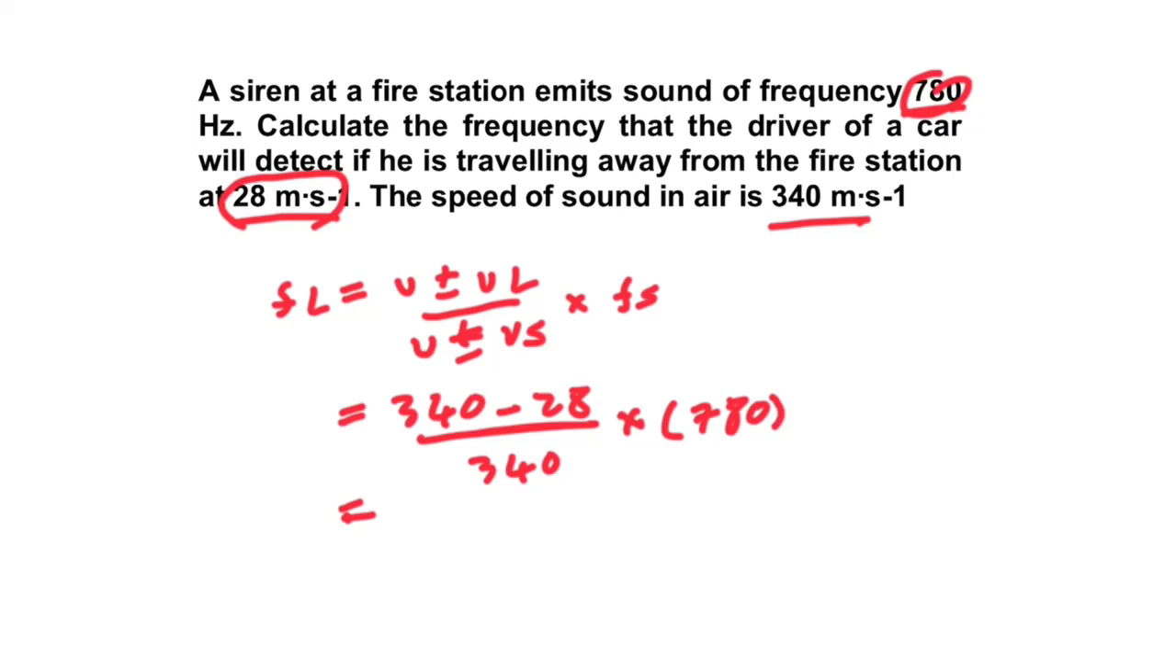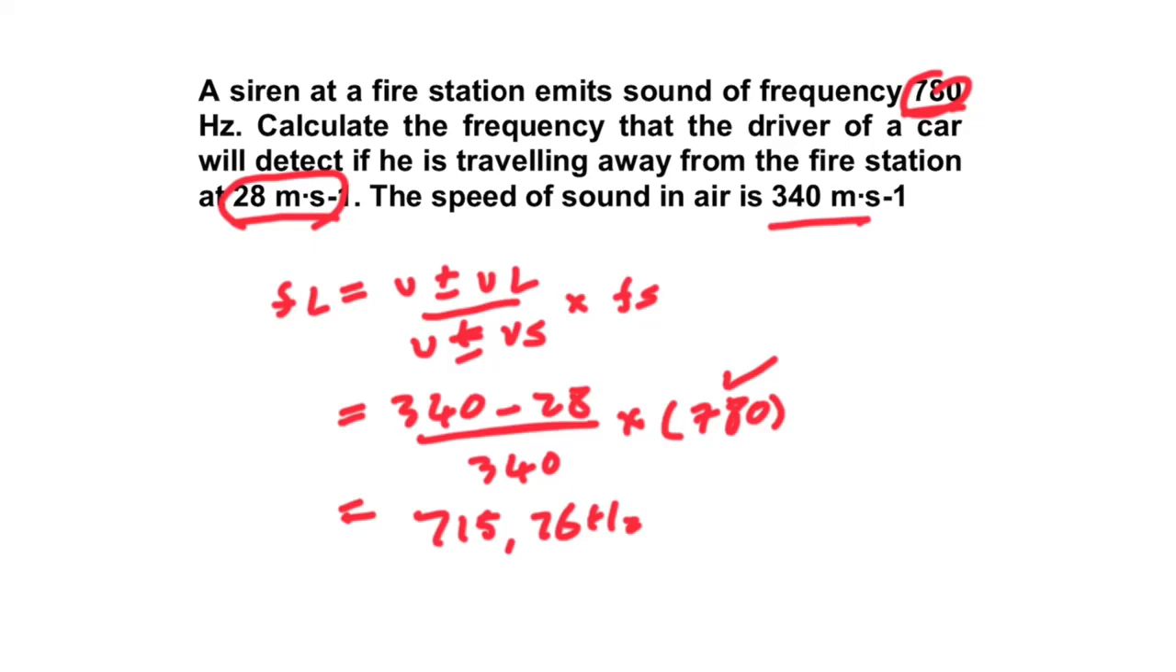So let's go ahead and see what happens. From 780 to 715.76 Hertz. Right, you can clearly see here that the frequency observed is less than that which is emitted, because the listener is moving away from the sound source.